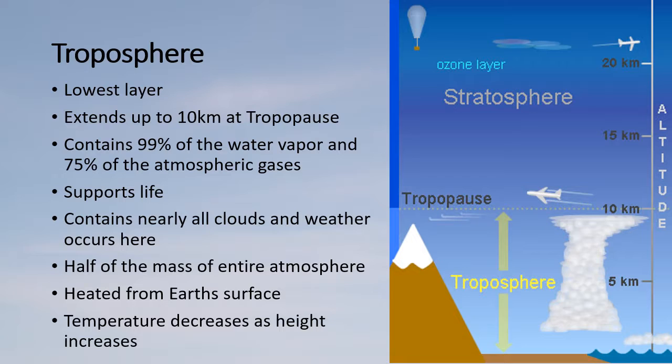So in our troposphere, this is our lowest layer. It extends up to about 10 kilometers at what we call the tropopause. Okay. This contains 99% of the water vapor and 75% of the atmospheric gases in the entire atmosphere. So the majority of it is down in our troposphere. This is what is going to support life. This is where the majority of our weather and all of our clouds happen. Half of the mass of the entire atmosphere, and it's heated from the surface of the Earth.